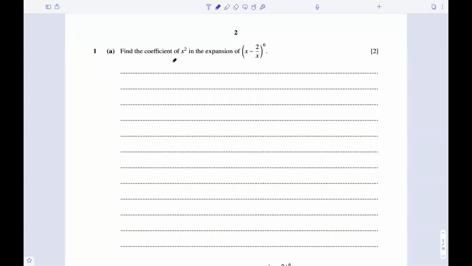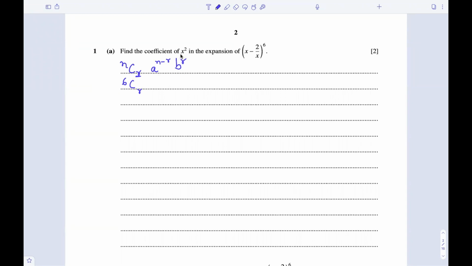In question 1, we have to find the coefficient of x squared in the expansion of (x minus 2 upon x) to the power 6. We know that for expansion, we use the formula nCr a to the power n minus r b to the power r. If we know the value of r that will give x squared, we can find the coefficient. So we can first find the value of r by using 6Cr.